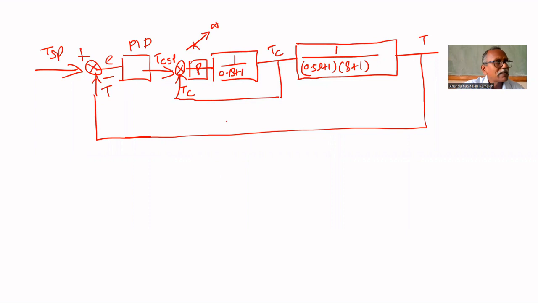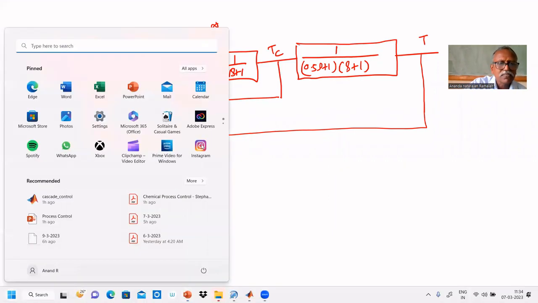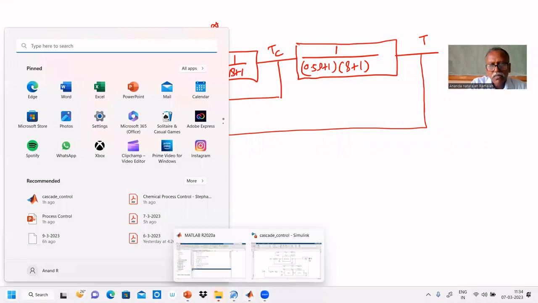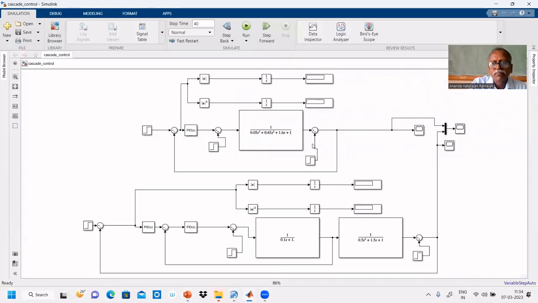Now let us compare both methods and check which gives better performance. So let us consider this. Consider the simulation of this in MATLAB. Here the first one is conventional controller.